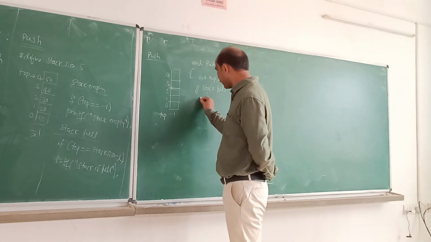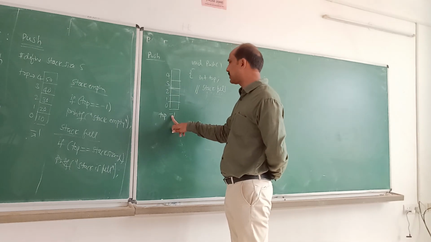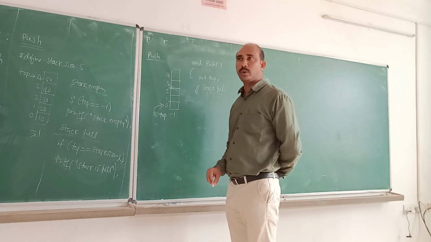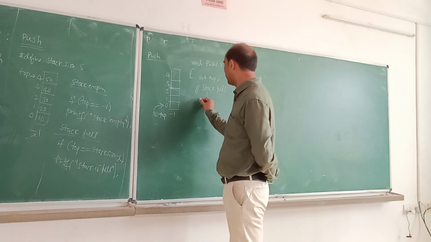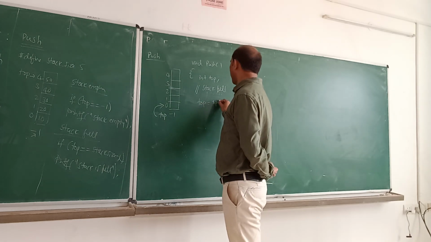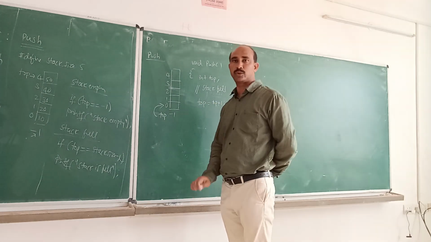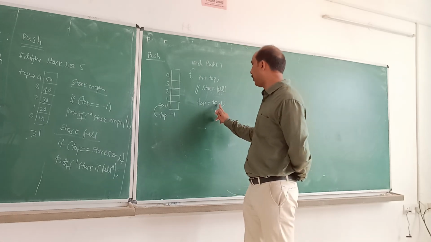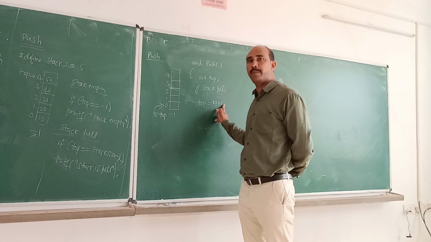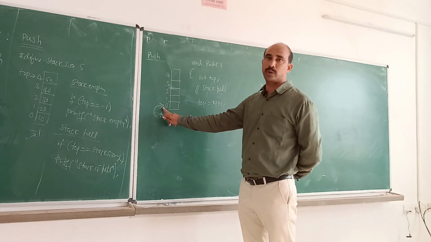have to, since the top is pointing to -1, upgrade the top to the 0th location. To upgrade the top to the 0th location, you have to increment the top by 1 value. So it means top equal to top plus 1. That is -1 plus 1. That is, the top value becomes 0. Hence the top is pointing to 0.